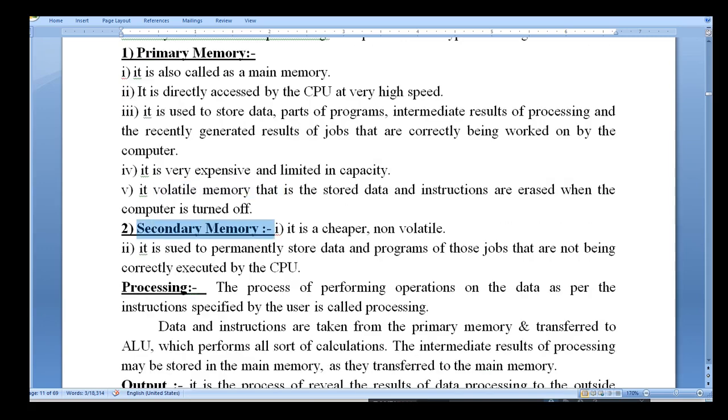So next one, secondary memory. Secondary memory is cheaper compared with the primary memory. It is non-volatile. Non-volatile means the data and instructions are permanently available within the system, even if you shut down the system or the power has gone or been turned off. So it permanently stores the data and programs, and the jobs that are currently executed by the CPU.